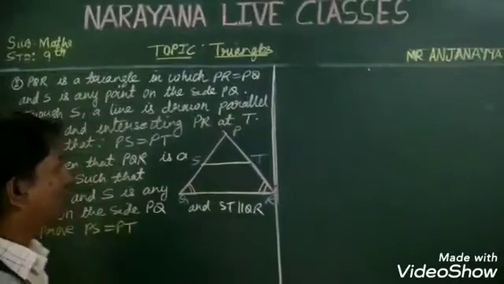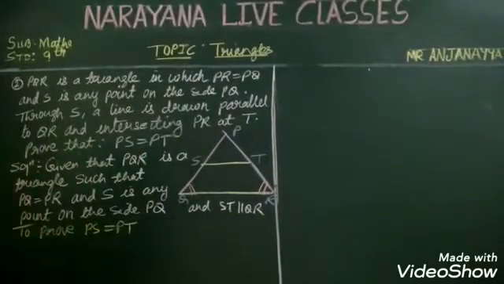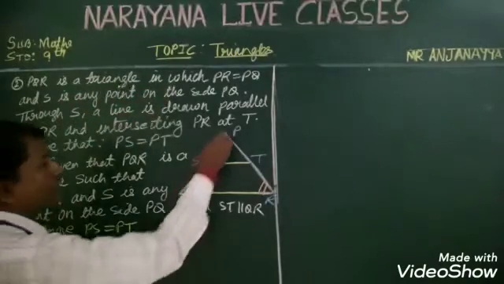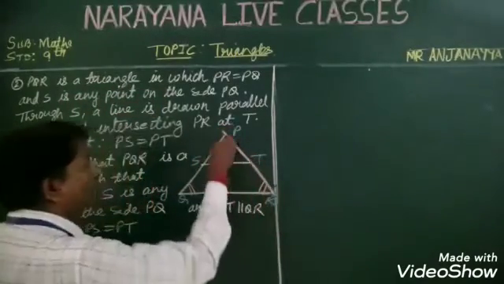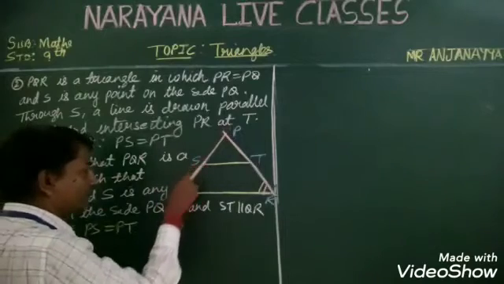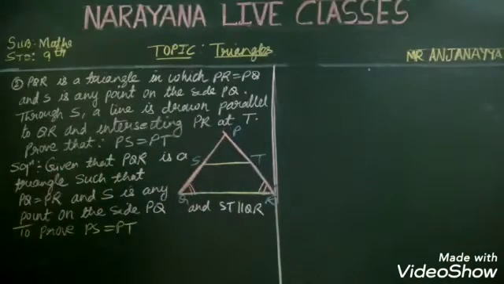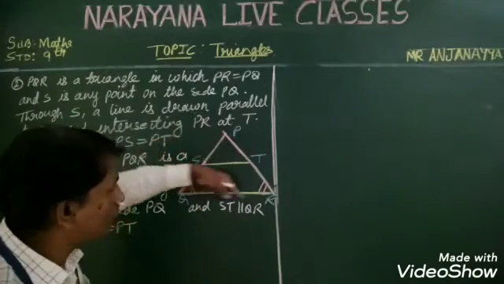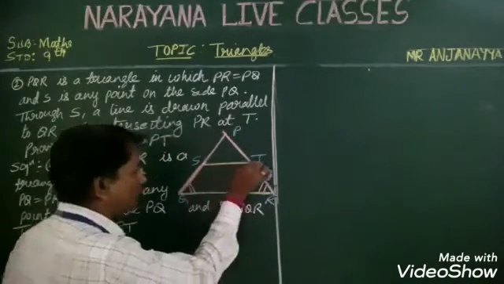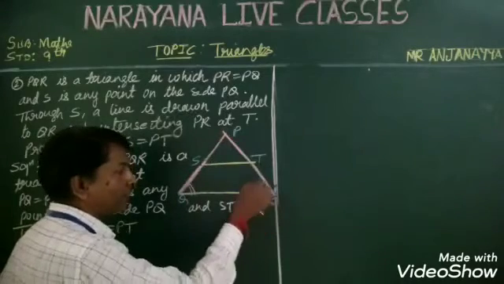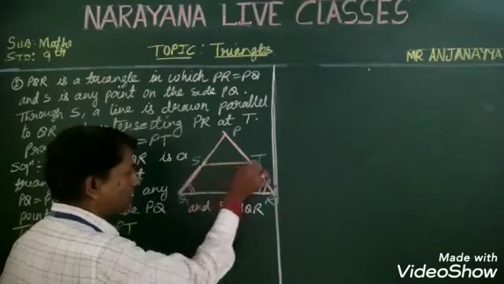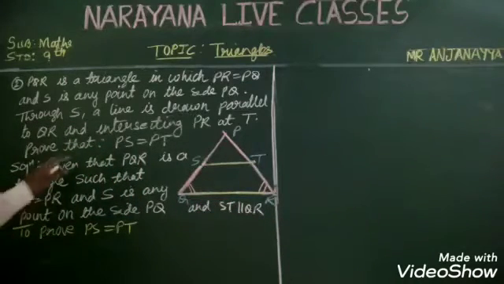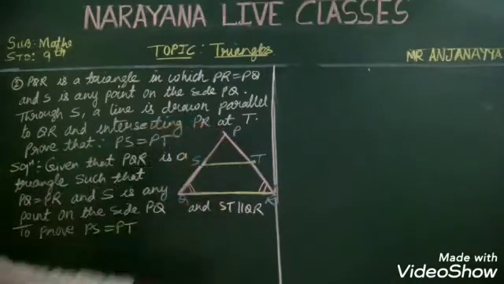Now coming to the next question they had given: in triangle PQR, in which PR is equal to PQ. They had given us these two. Moreover, there is a point S taken and through S a line is drawn parallel to the base QR, intersecting PR at point T, such that both are parallel lines. I have to prove that PS and PT are equal.